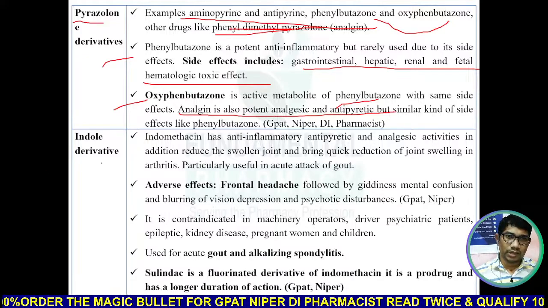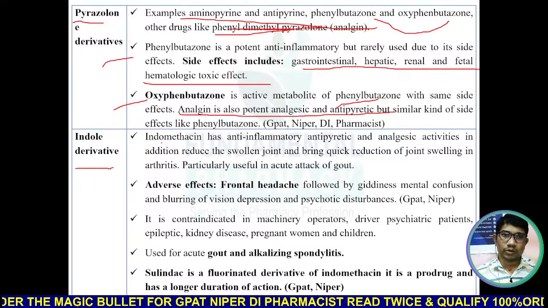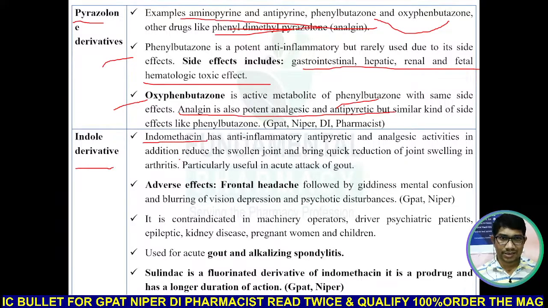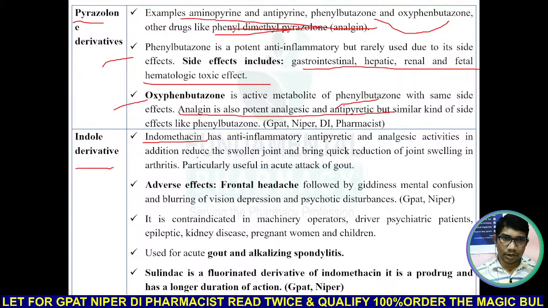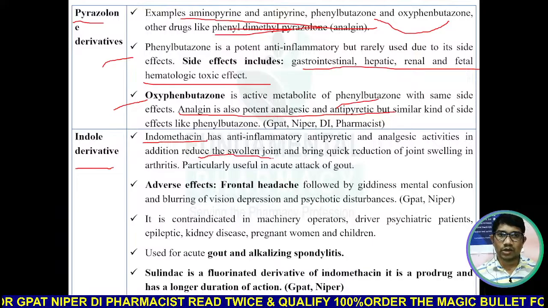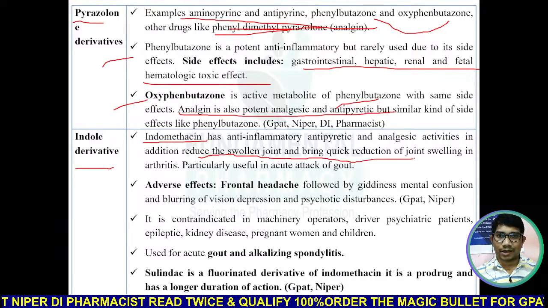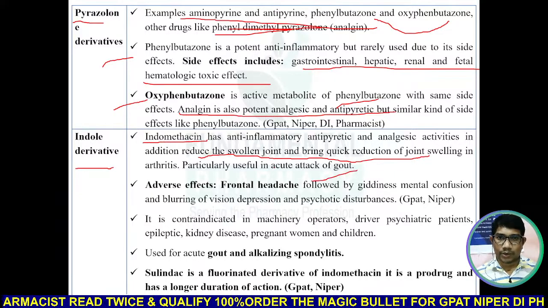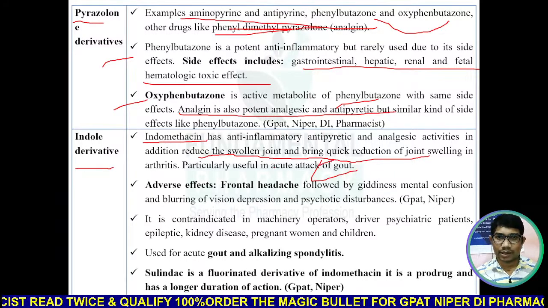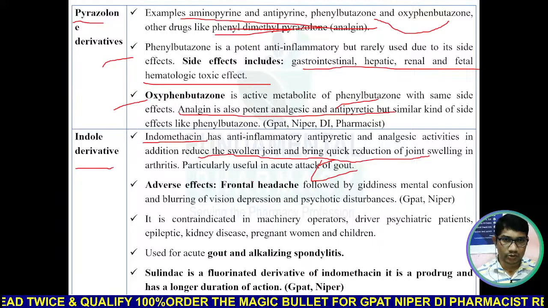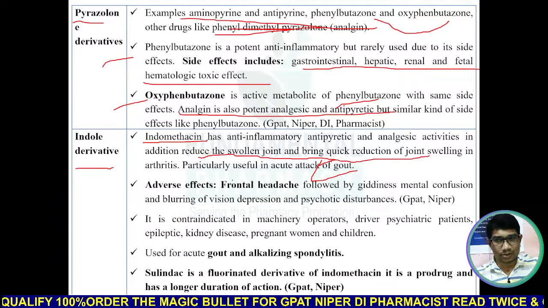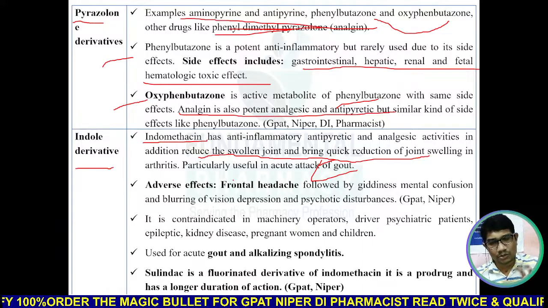After that, we have seen the indole derivative. In that, you are going to have indomethacin, which is an anti-inflammatory, antipyretic and analgesic, particularly used in swollen joints in case of arthritis and gout. Useful in acute attack of gout. What gout is and what arthritis is, we are going to see tomorrow. Tomorrow we are going to see drugs used in arthritis, rheumatoid arthritis, and drugs used in gout in detail.